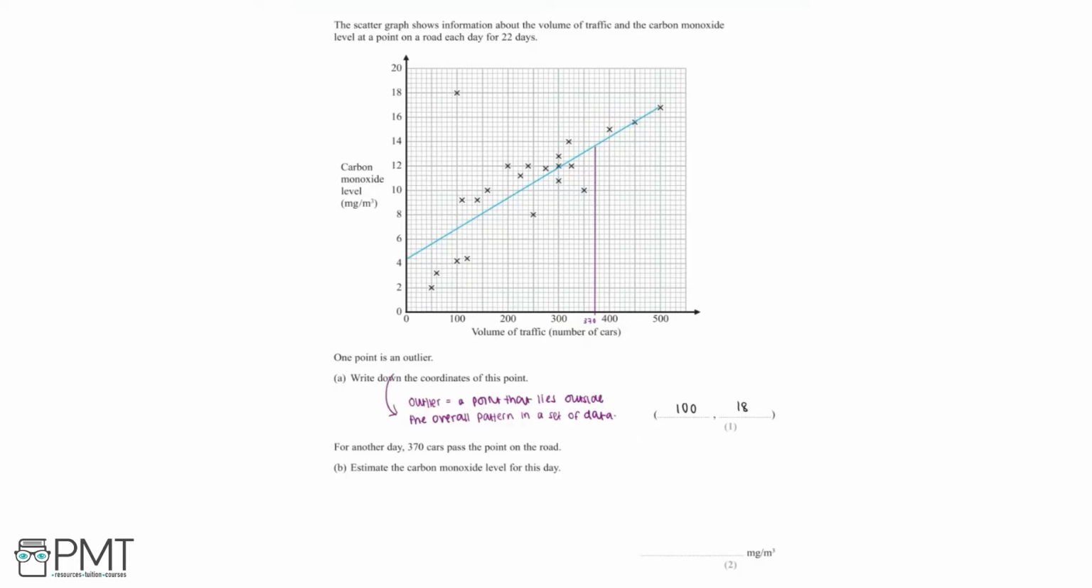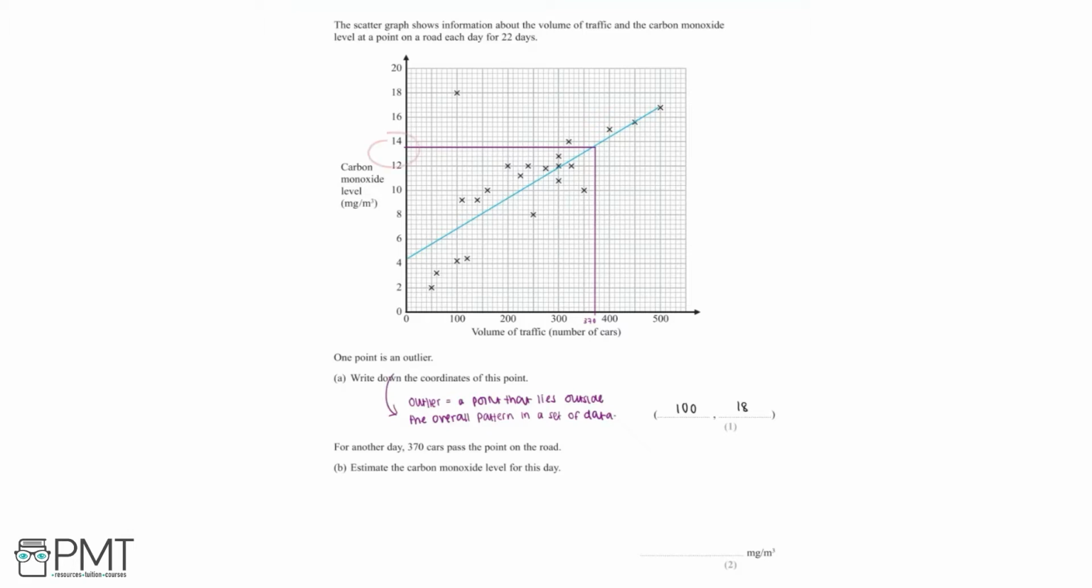This is going to help us to find the carbon monoxide level at this day. We can now draw a horizontal line from the point at which the line of best fit and the purple line meet up until the y-axis. And so the point at which the horizontal line crosses the y-axis will tell us the carbon monoxide level at the point at which the number of cars is equal to 370.